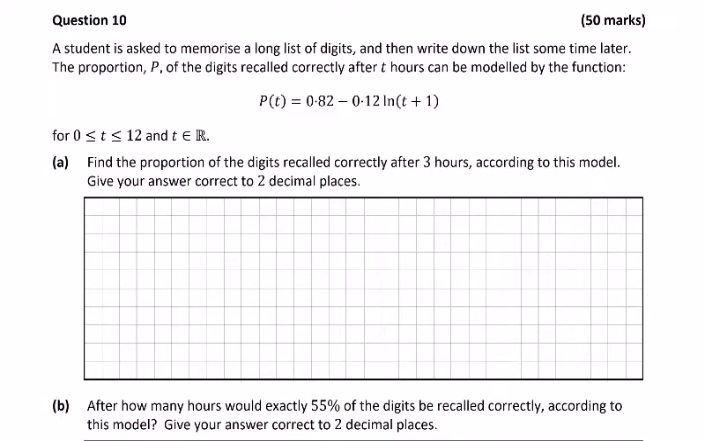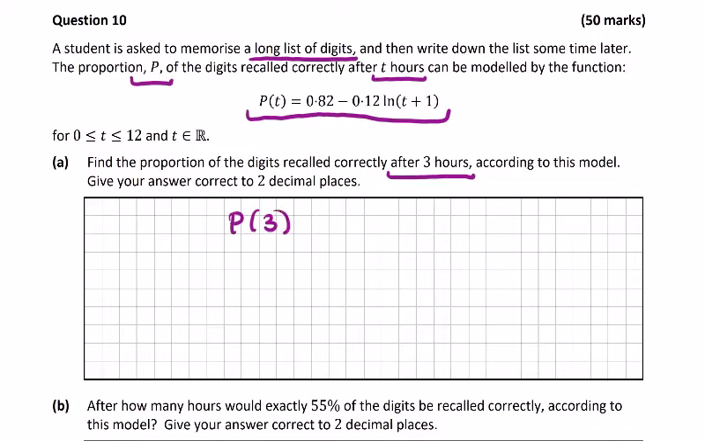2020 question 10. A student is asked to memorize a long list of digits just because, and then write down the list sometime later. The proportion P of the digits recalled after T hours can be modeled by this function. P of T is equal to 0.82 minus 0.12 by the natural log of T plus 1. Part A, find the proportion of digits recalled after 3 hours according to this model. Just looking for P of 3.